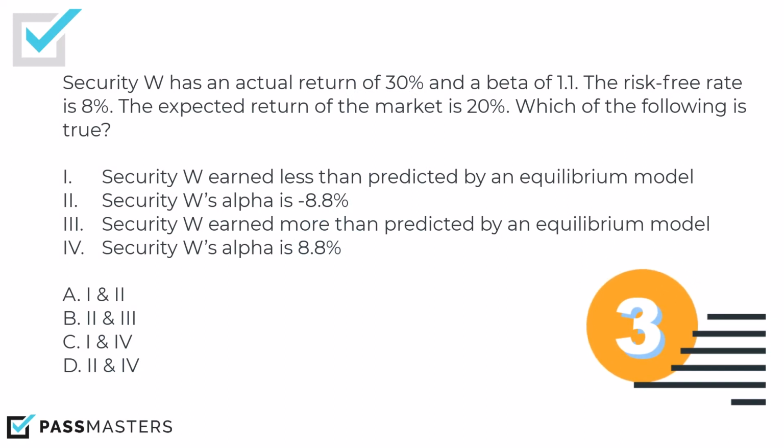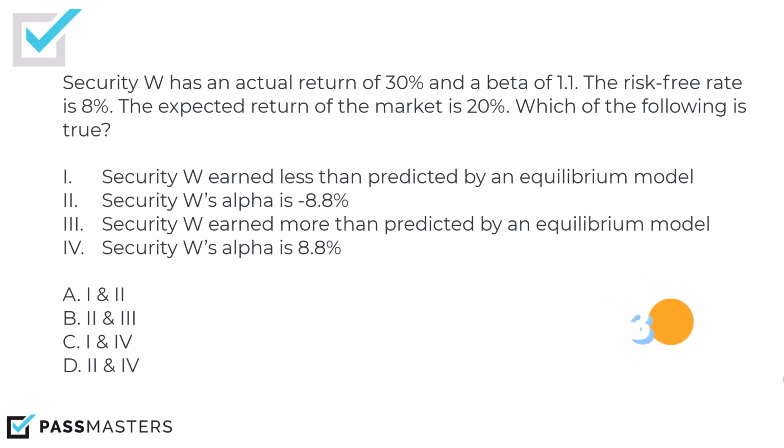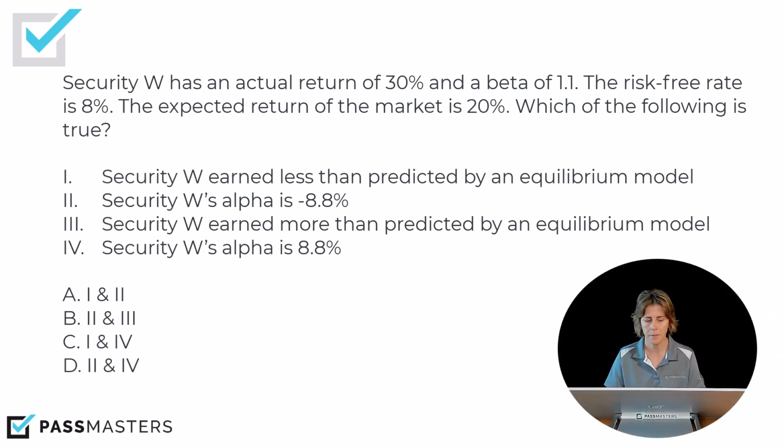How might this concept appear on a securities exam? Security W has an actual return of 30% and a beta of 1.1. The risk-free rate is 8%. The expected return of the market is 20%. Which of the following is true? So we need to figure out what an equilibrium model would have predicted for this investment, because it told us what its actual return was, and it gave us the information we need to determine what its expected return is.